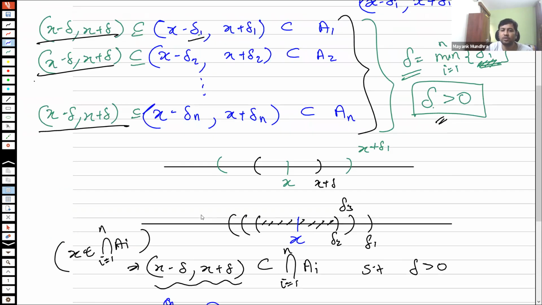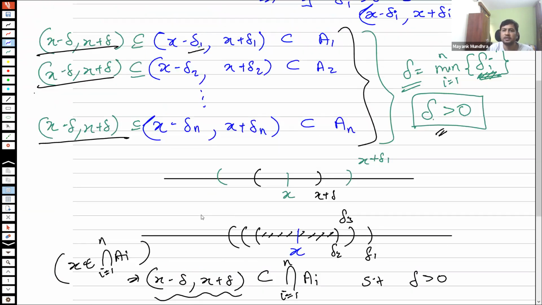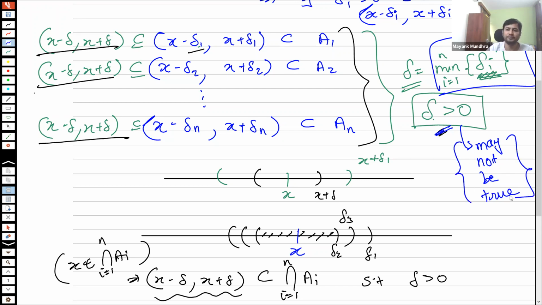So the thing that could go wrong here is that when you take a minimum of infinite numbers, a minimum of infinite positive numbers can be 0. So this delta greater than 0, this thing may not be true. I'll make you appreciate this fact with the help of an example.